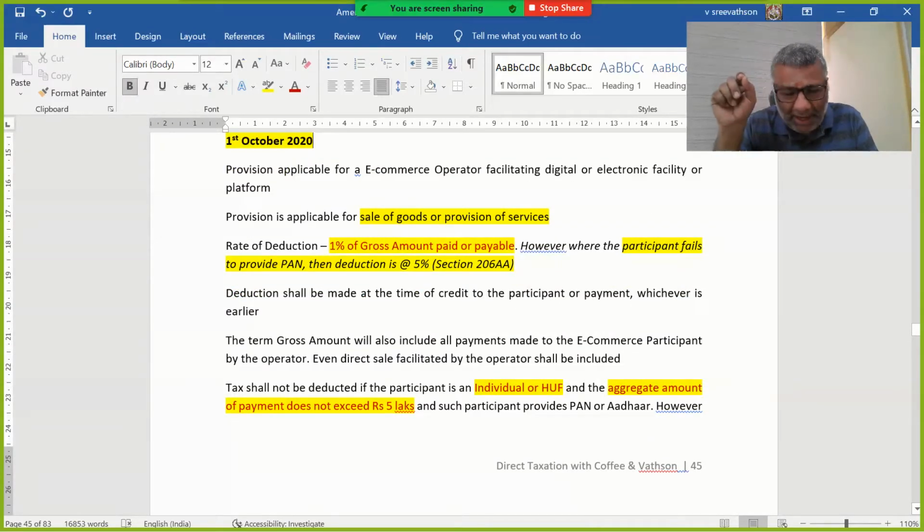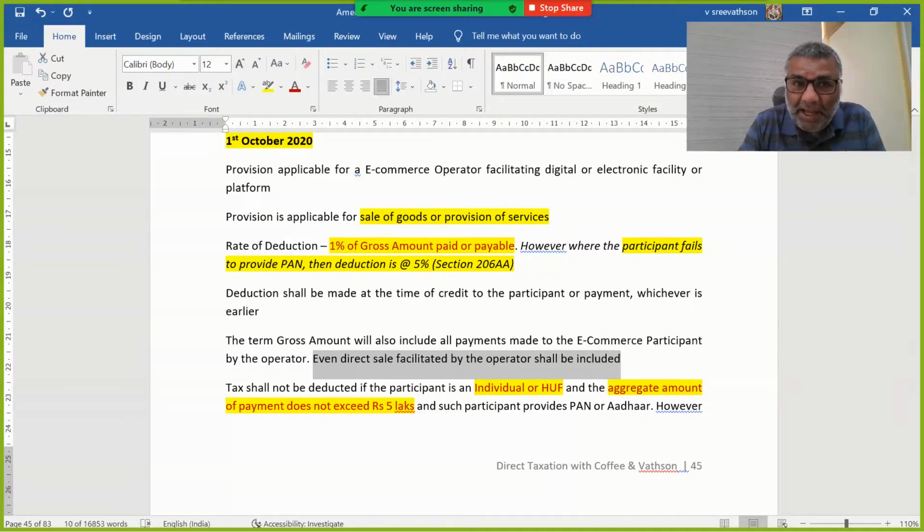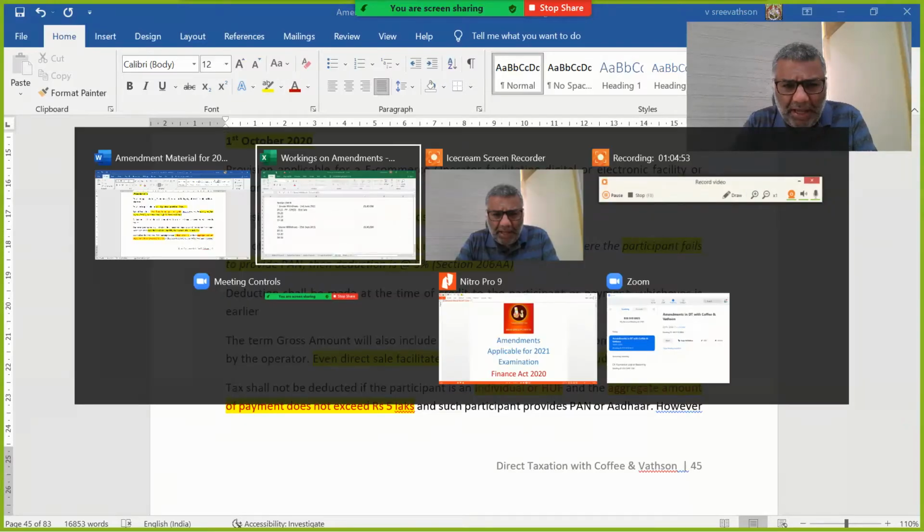Don't worry, I will consolidate again. Deduction is at the time of credit to the participant or payment, whichever is earlier. The term gross amount will include all payments made by the e-commerce operator to the e-commerce participant. Even direct sale facilitated shall be included.